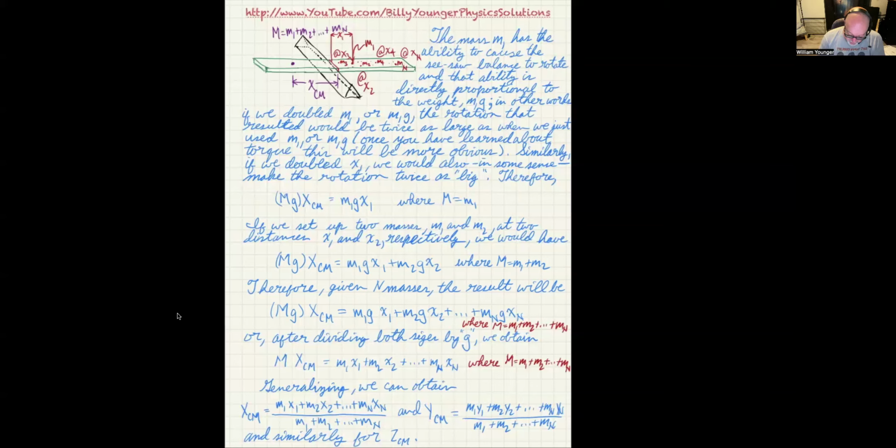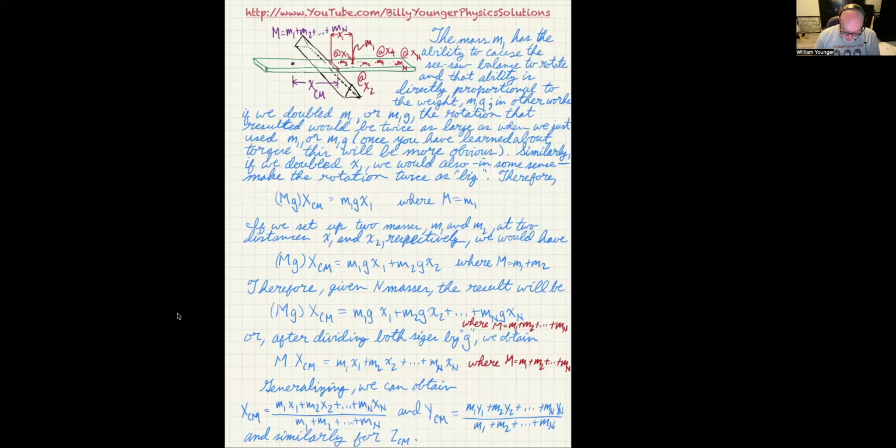So in general, we can actually set the two equal to each other. We see that all the terms have a common factor of g. So after dividing both sides by the common factor of g, we end up getting M, which is m1 plus m2 plus m3 plus dot dot dot m_n, times x center of mass is equal to m1x1 plus m2x2 plus dot dot dot m_n x_n.